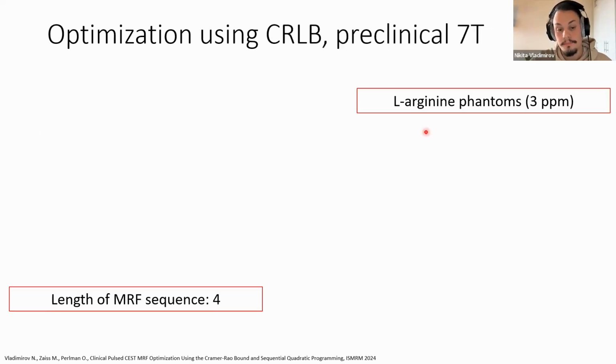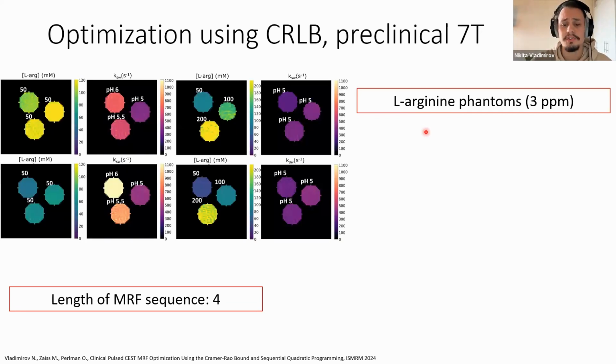Here are some examples on LRG9 phantoms with a sequence length of 4. The upper row shows images using initial sequences without optimization, and the lower row is after optimization. You can see the white ground truth values, and how initially it was pegged to some value, the highest value, and after optimization it becomes, as it must be, equal between all vials. The same for the pH and for the other phantom.